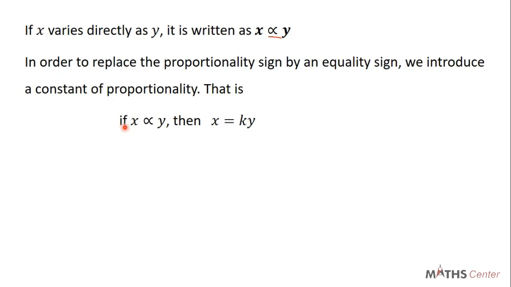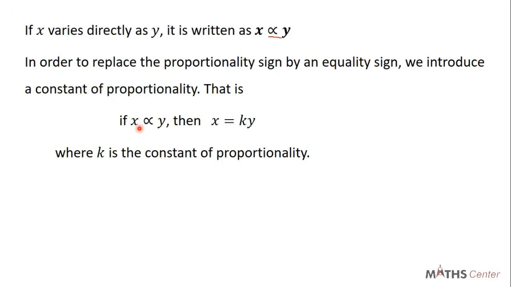So if x varies directly as y, it is written as x is proportional to y. Now if we multiply y by a constant of proportionality, we can replace this proportionality sign with an equal to sign. So here k is the constant of proportionality. So if x is proportional to y, then x is equal to ky, where k is the constant of proportionality. Now with this expression, we can solve the questions that we'll be considering under variations.